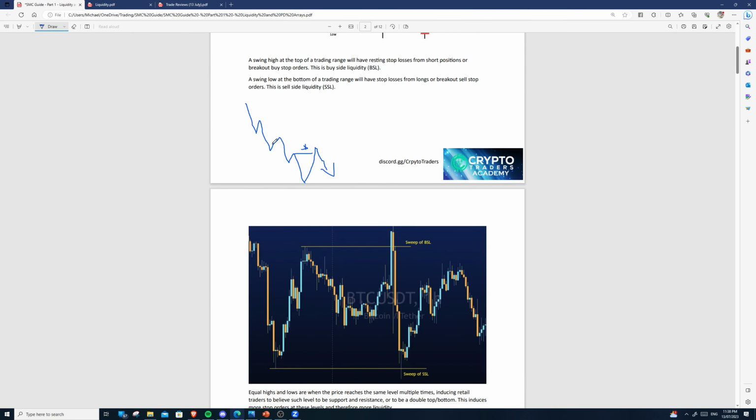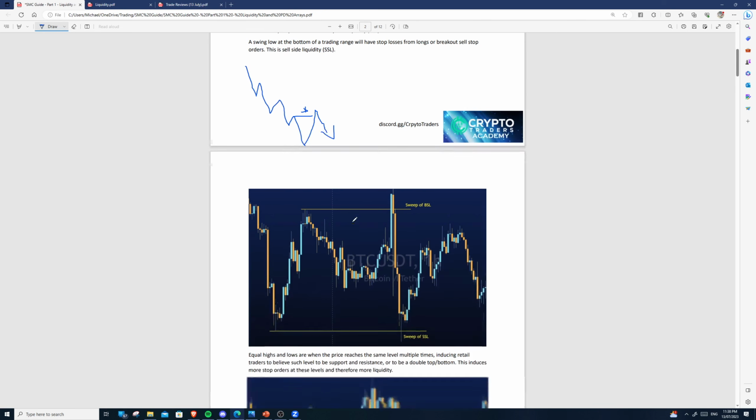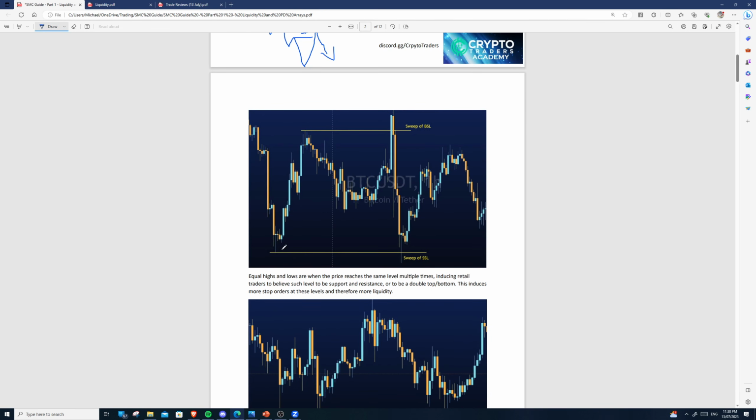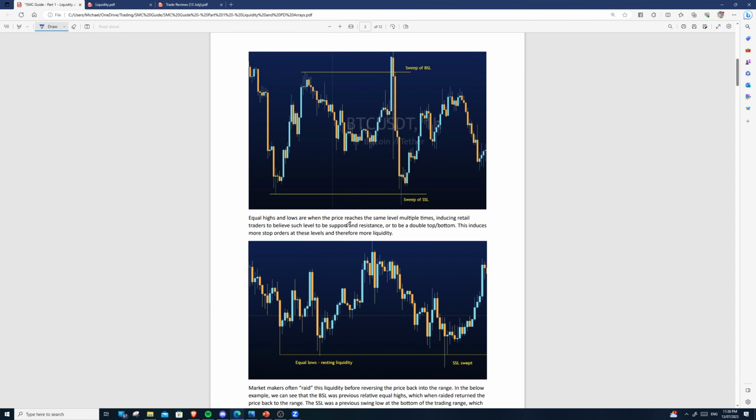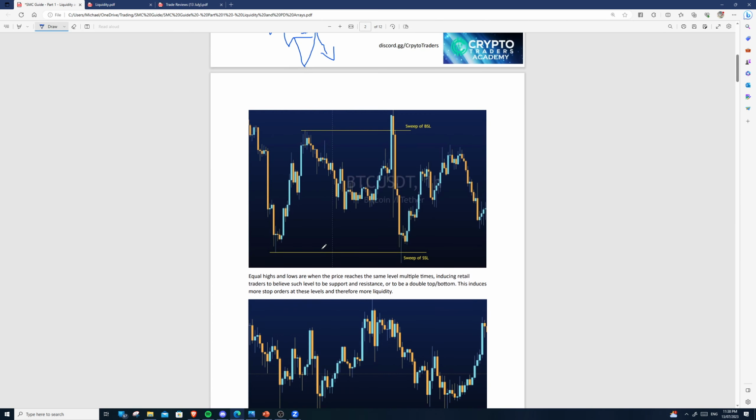So that's the sort of trending scenario. We also have the sideways consolidation case where price is trading within a defined range, like in this picture right here. And obviously the retail trader will see this as a support zone, the bottom of the range, and the top of the range as the resistance zone. And obviously it makes sense to short at resistance and long at support.